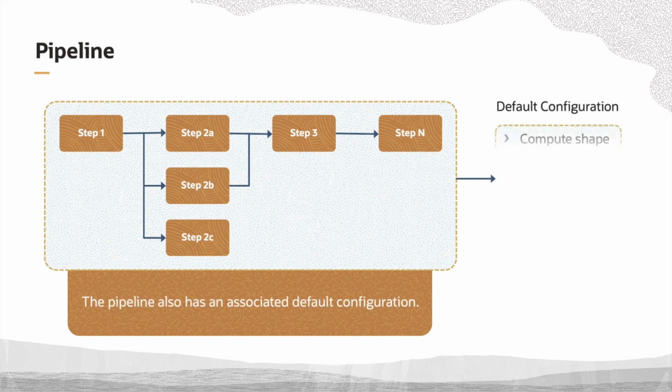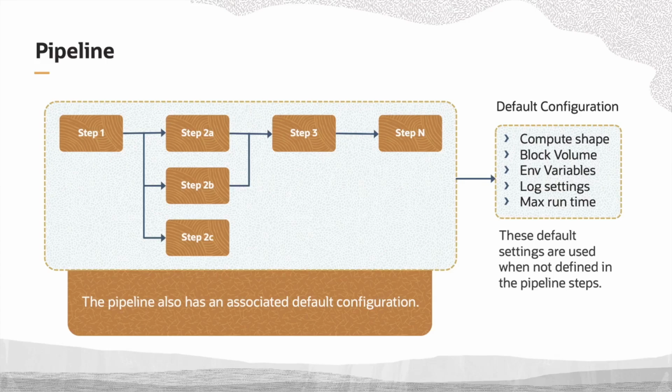We also have a default configuration associated with a pipeline. So pipeline is a resource that we want to execute. So for that, we define a compute shape. To do the execution, we also need to select the suitable block volume.